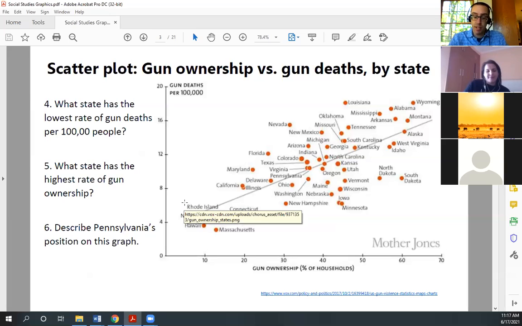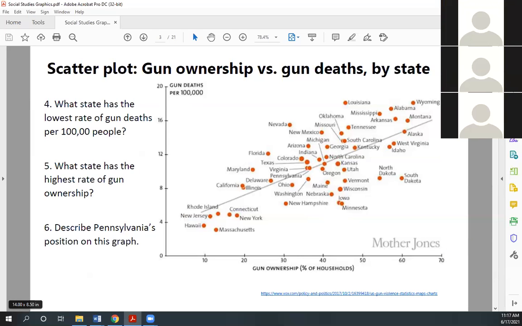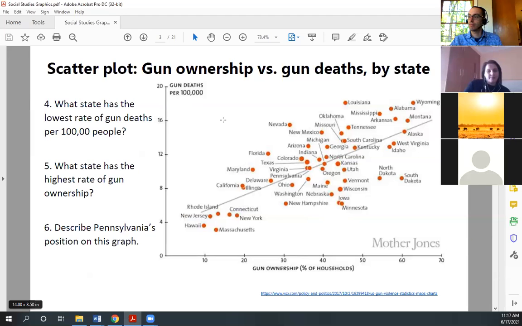Now, a good question that you might come across on a test is, what trend or relationship is this graph showing between gun deaths and gun ownership? Looks like the more guns people have, the gun deaths is more. Yeah, exactly. And that's what this slanted line is.